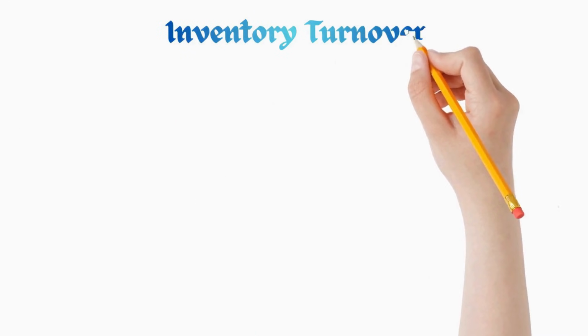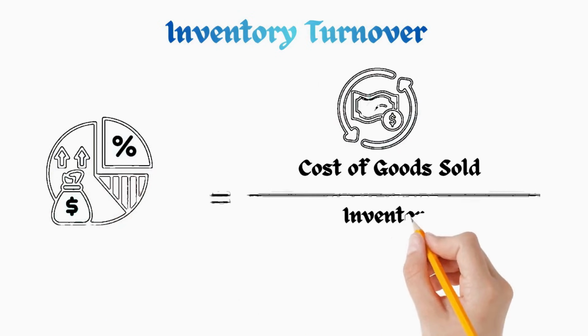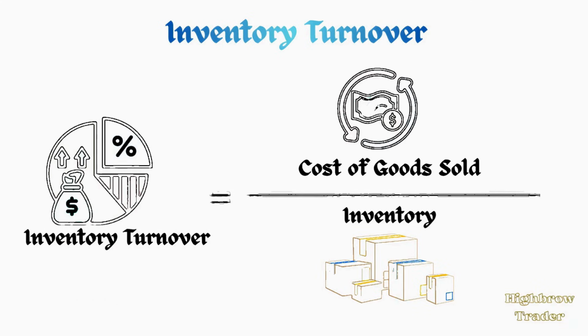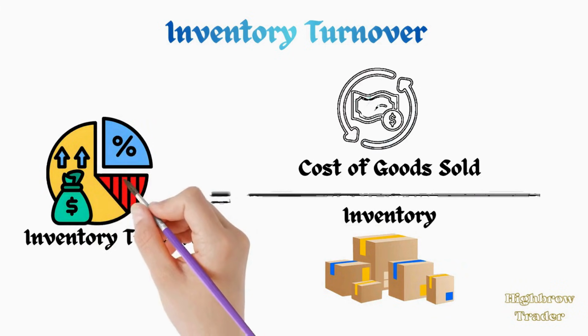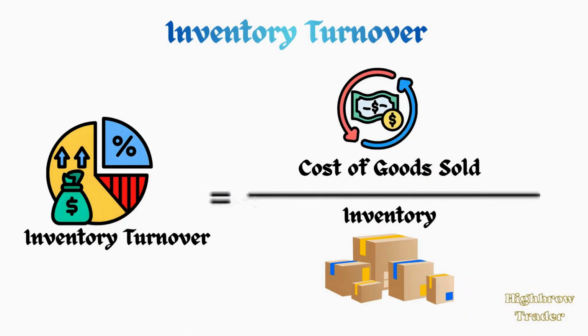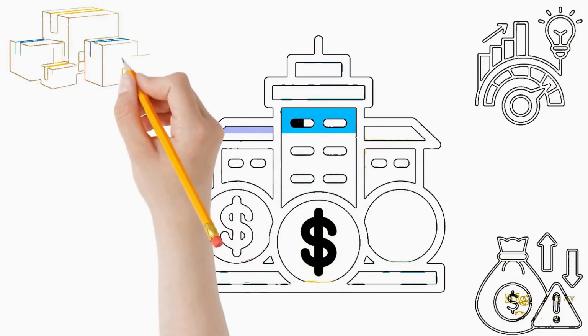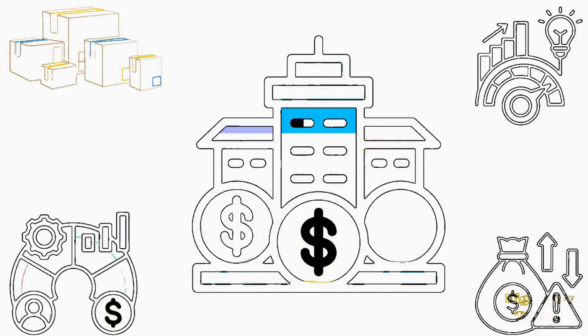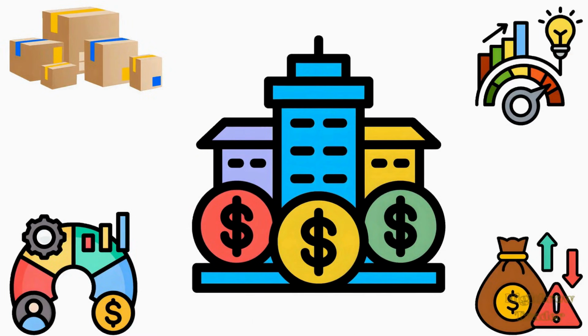Inventory turnover measures how quickly a company sells and replaces its inventory. The formula is inventory turnover equals cost of goods sold divided by inventory. For example, if cost of goods sold is 200 and inventory is 50, the ratio is 4. This means the company sells its inventory 4 times in a period. A higher ratio indicates strong demand and efficient inventory management, while a low ratio may suggest slow sales or overstocking.